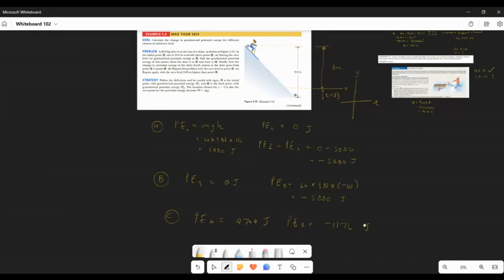And the change in potential energy obviously will be the difference of the two. And if you do that, you still get 5880 joules. You guys can go check it out yourself.